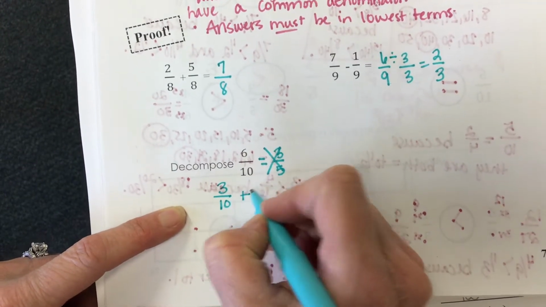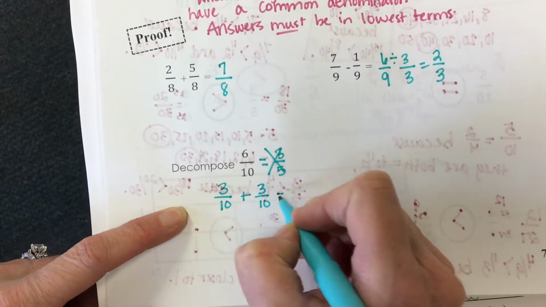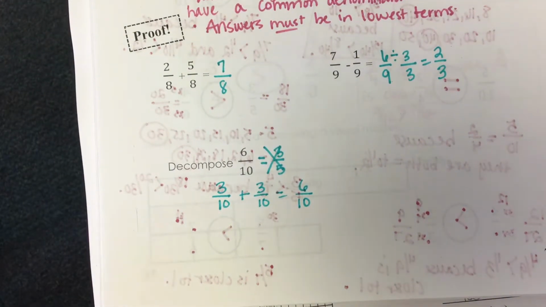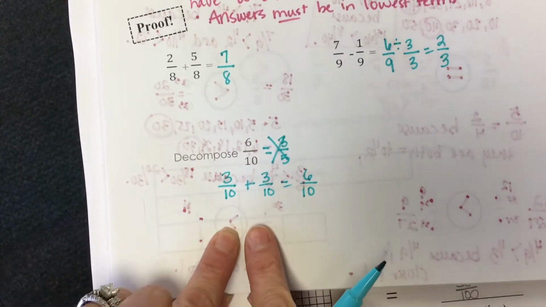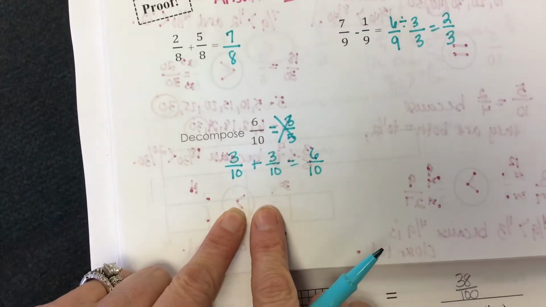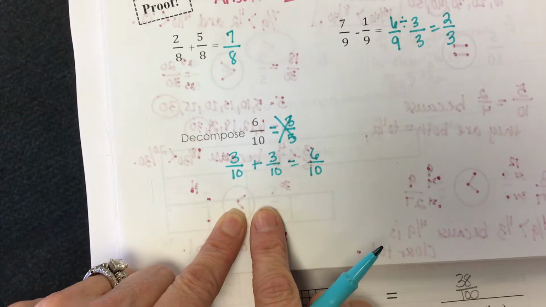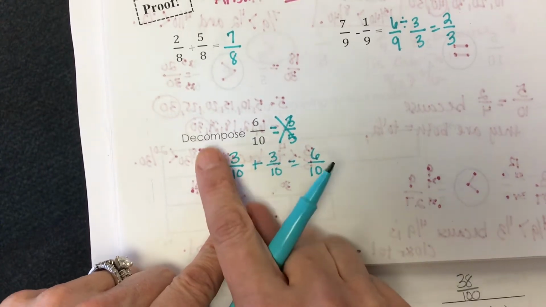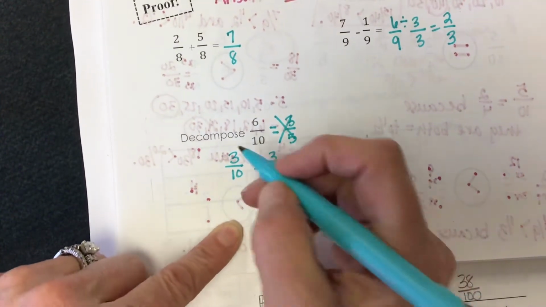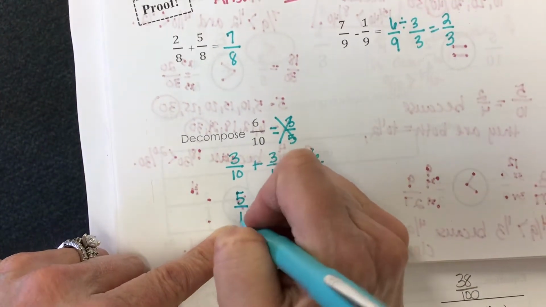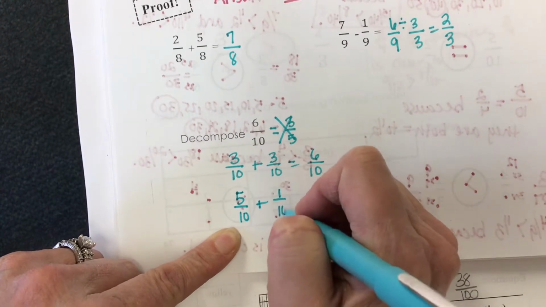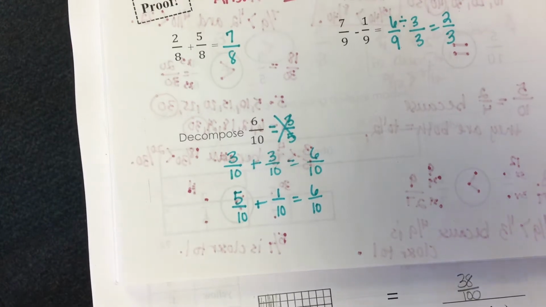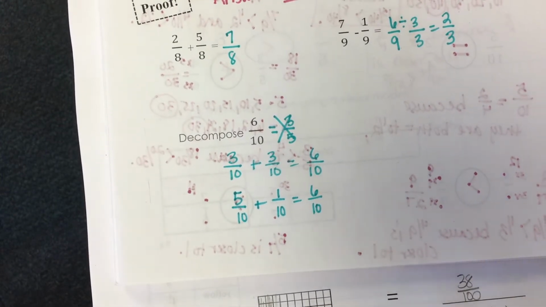Okay, 3 tenths plus 3 tenths equals 6 tenths. That is one way to decompose it. What is another way that you could decompose that? Penelope? Another way to do it is 6 tenths. You can't reduce. That's not decomposing. Nolan? I did 5 tenths plus 1 tenth. 5 tenths plus 1 tenth equals 6 tenths. So you need to break it down into smaller amounts that equal the whole amount.